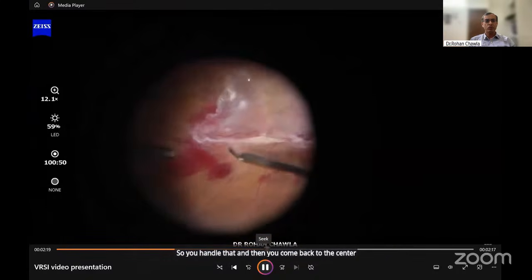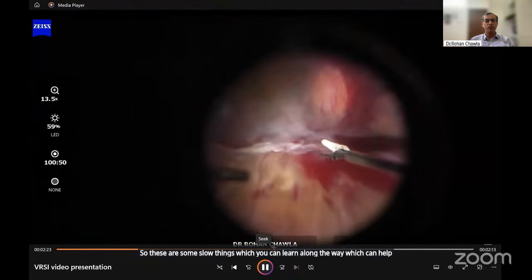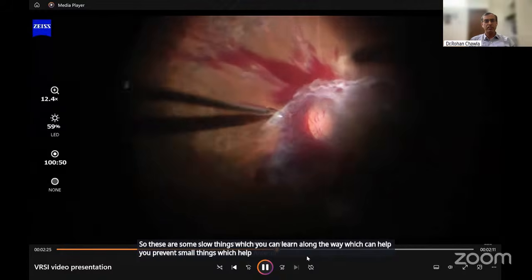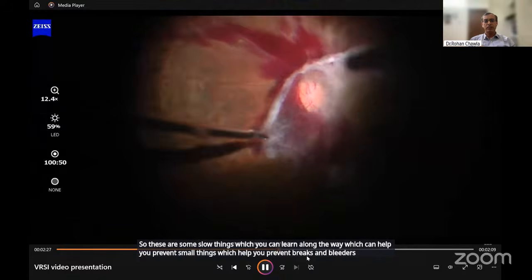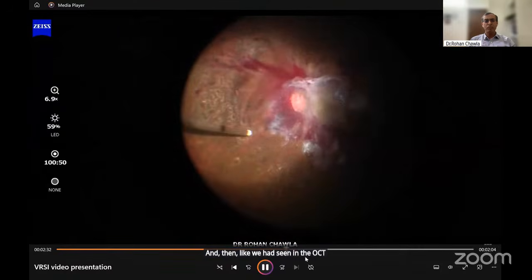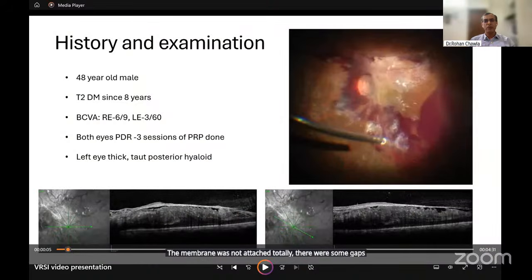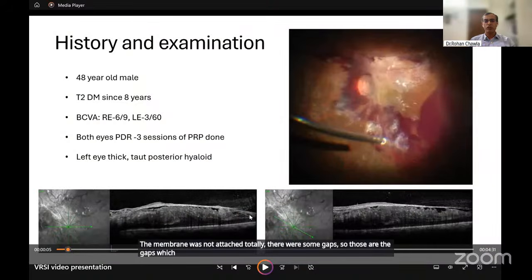So these are some slow things which you can learn along the way, which can help you prevent small things, which help you prevent breaks and bleeders. And then like we had seen in the OCT itself, the membrane was not attached totally. There were some gaps. So those are the gaps which we are taking benefit of during the surgery, and we are trying to peel off, delaminate the entire membrane, and then a small part of it is left at the superior arcade, which I just left.